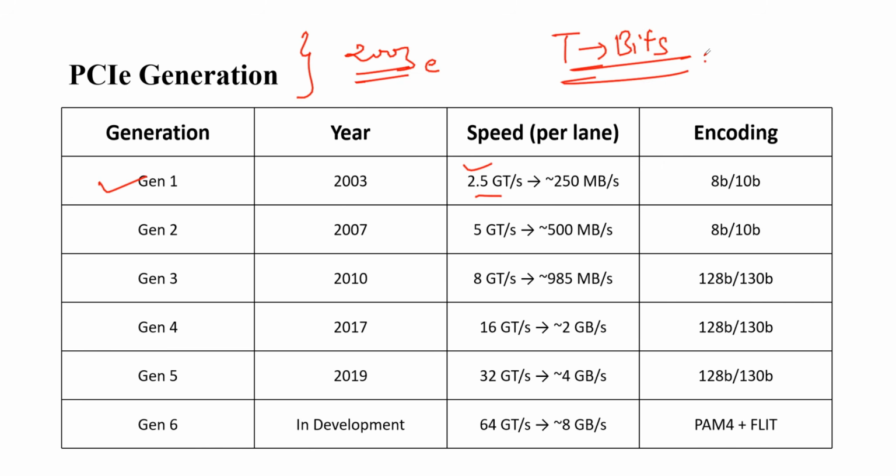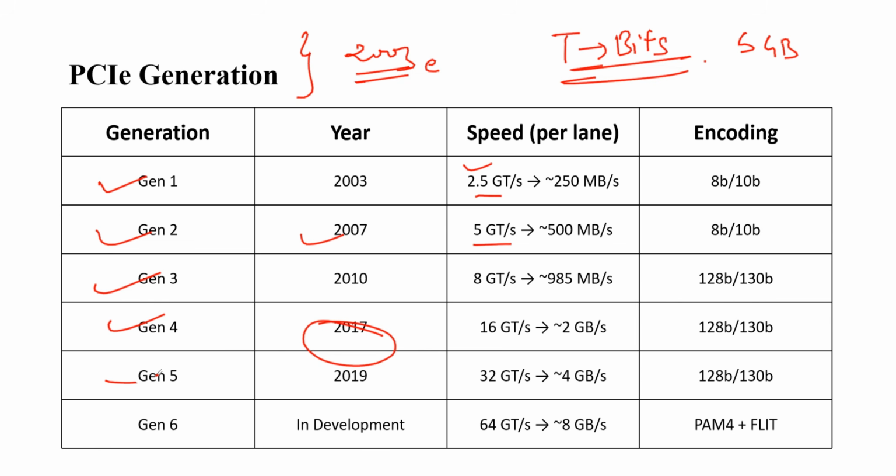Then in Gen 2, which was introduced in 2007, the transfer rate is 5 giga transfers per second, that means 5 gigabits per second. Then in Gen 3 we have 8 gigabits per second. In Gen 4, introduced in 2017, we have 16 giga transfers per second. Then in Gen 5 we have 32 giga transfers per second, and in Gen 6, introduced in 2021, we have 64 giga transfers per second. So these are the speeds we have with PCIe in different generations.